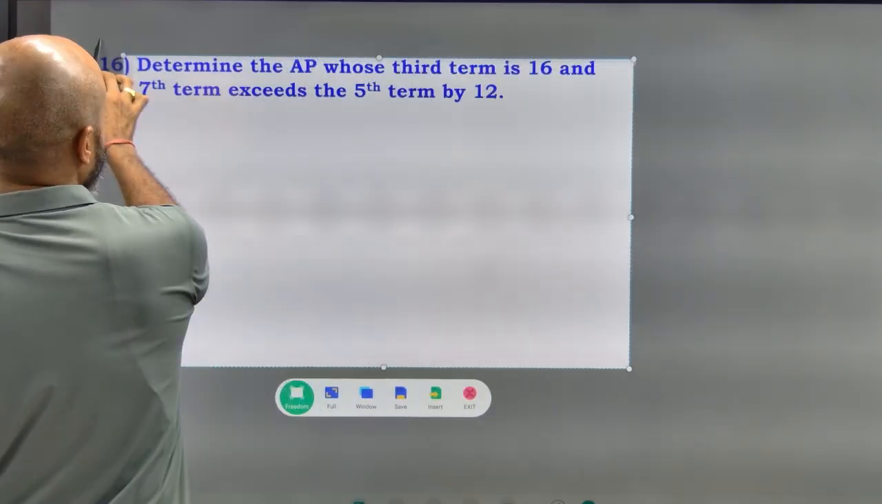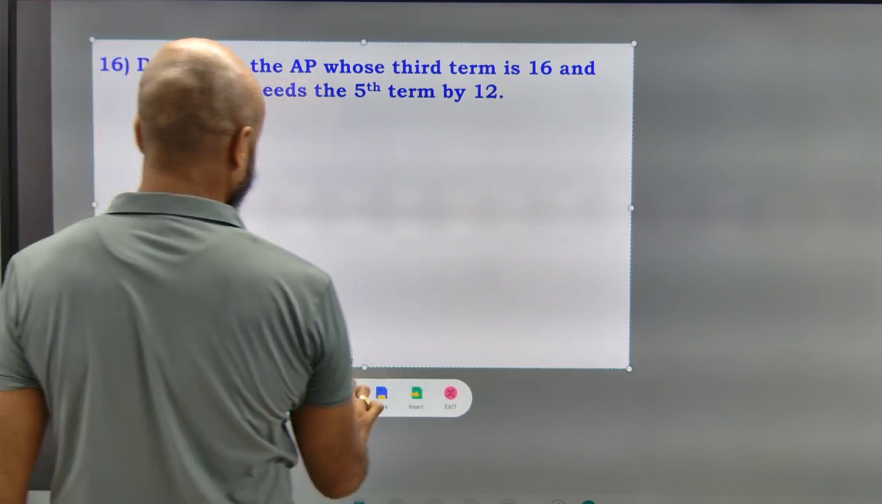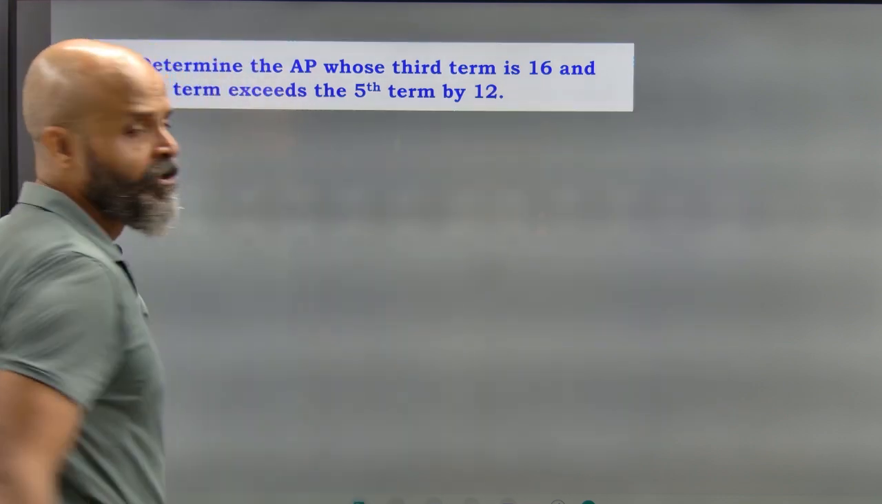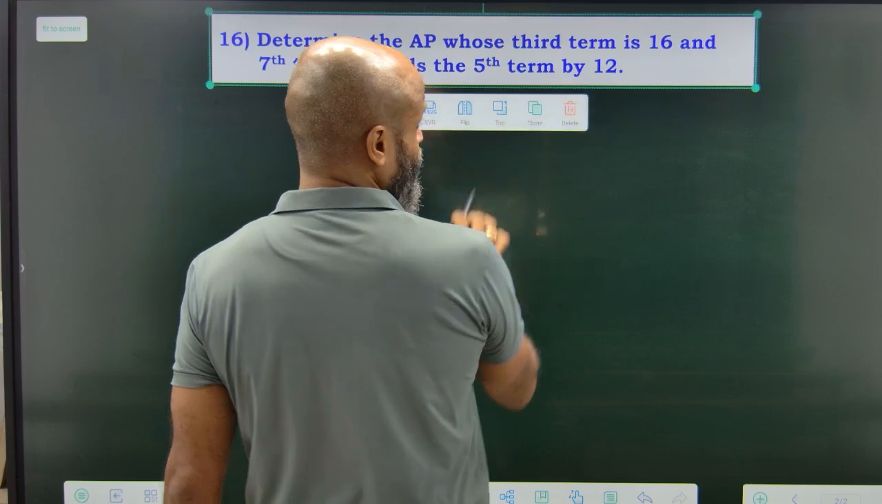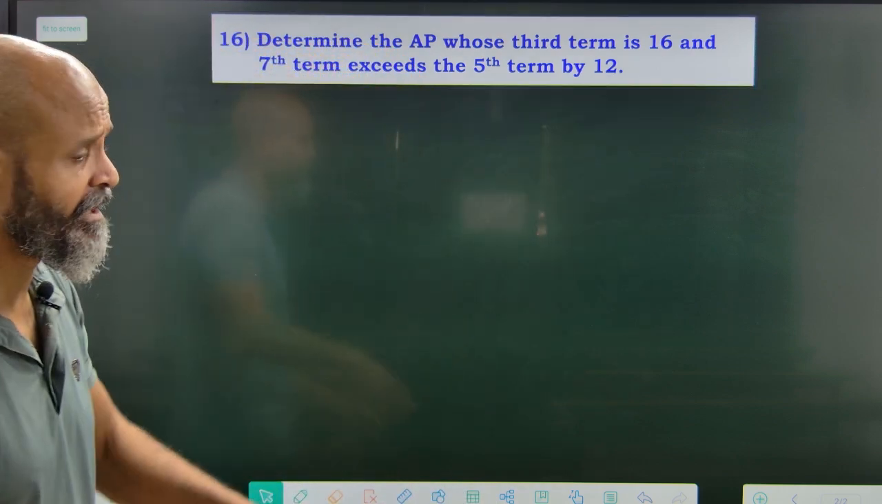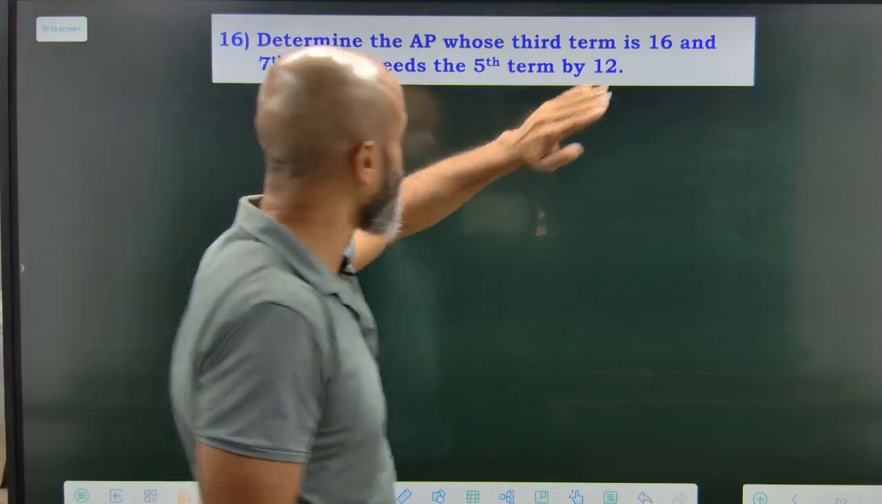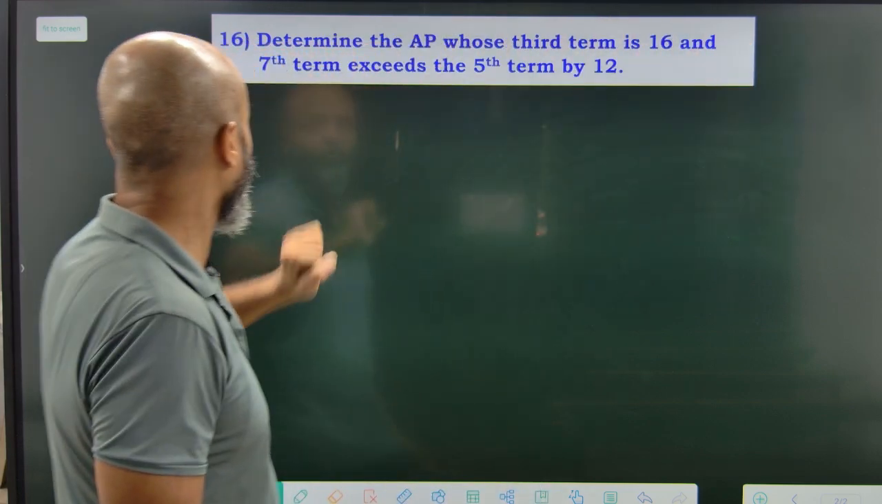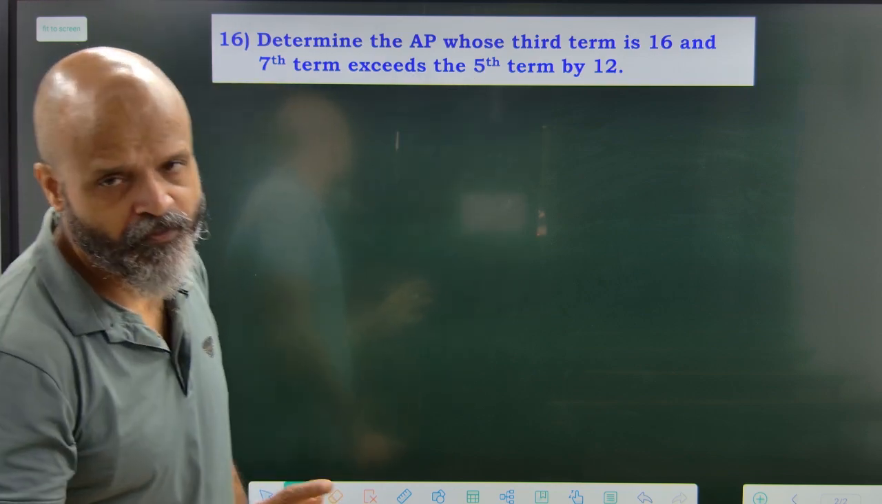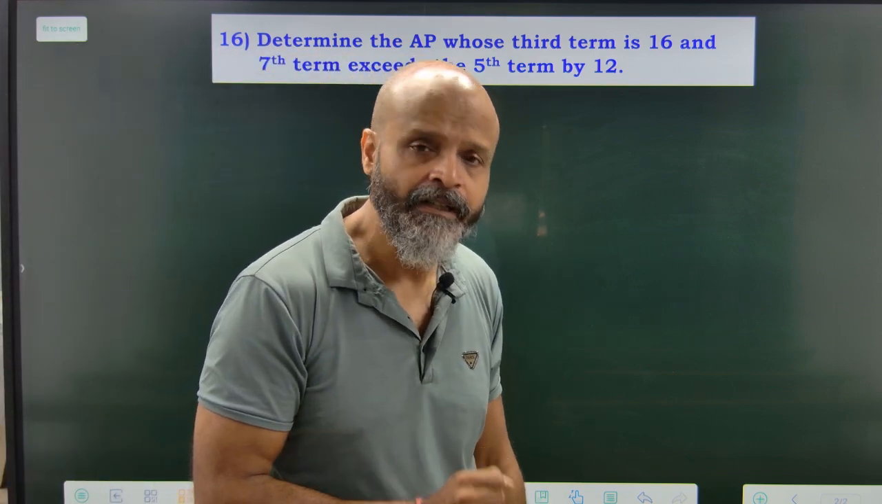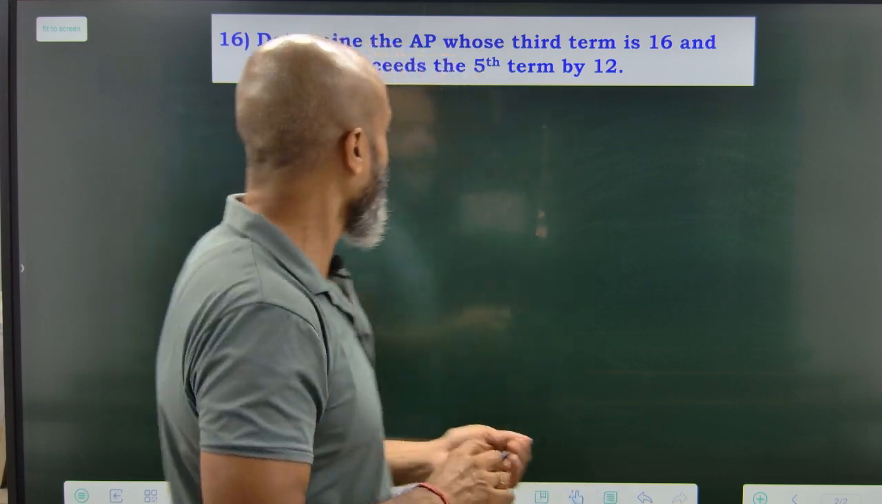Determine the AP whose third term is 16 and whose 7th term exceeds the 5th term by 12. So whenever we have a situation like this, wherein we have to find out the terms, or the common difference and all, we will have to basically chalk it out as to how to find out. Okay, now let's say again here in this one, the first term is not given and neither the common difference is given. So how do we do this?